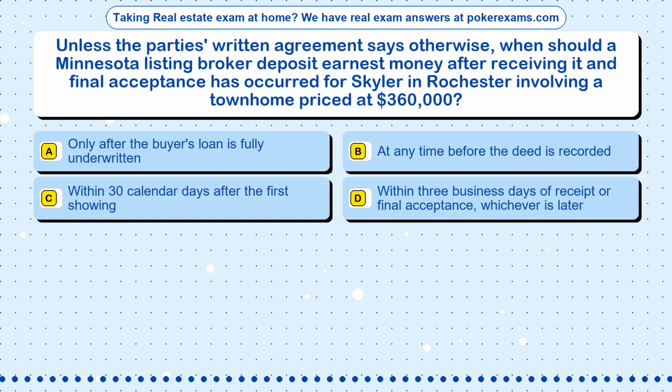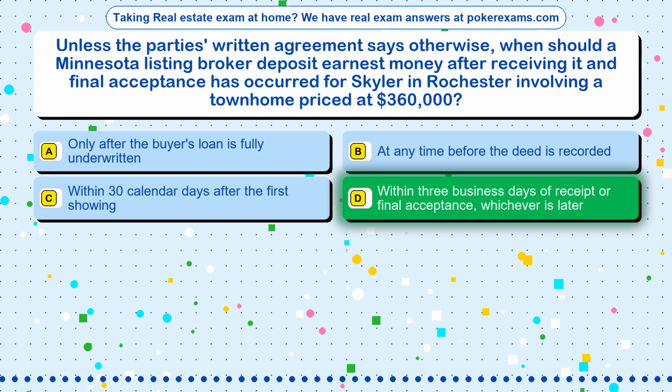Question 48. Unless the parties' written agreement says otherwise, when should a Minnesota listing broker deposit earnest money after receiving it and final acceptance has occurred for Schuyler in Rochester involving a townhome priced at $360,000? Option A. Only after the buyer's loan is fully underwritten. Option B. At any time before the deed is recorded. Option C. Within 30 calendar days after the first showing. Option D. Within 3 business days of receipt or final acceptance, whichever is later.